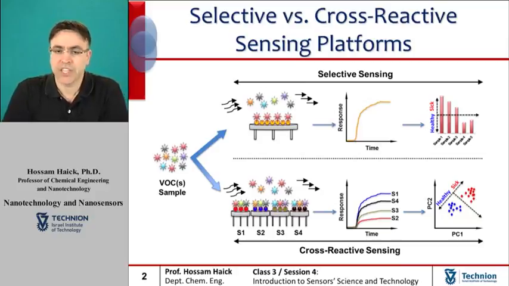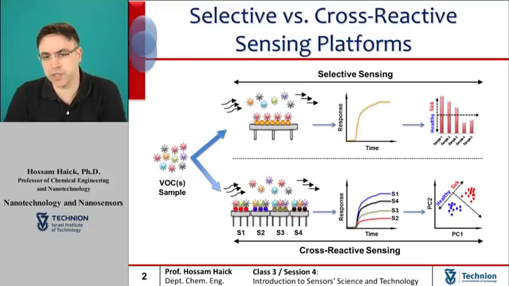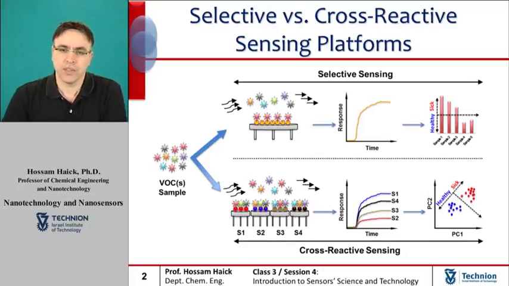So far, the strategies for sensing analytes can be divided into two main techniques: selective sensing on the one hand and cross-reactive sensing on the other hand. In the selective sensing concept, a highly selective receptor or detector is designed to specifically bind or detect the analyte of interest. Please refer to the upper part of the presented schematics for more details on this sensing approach.